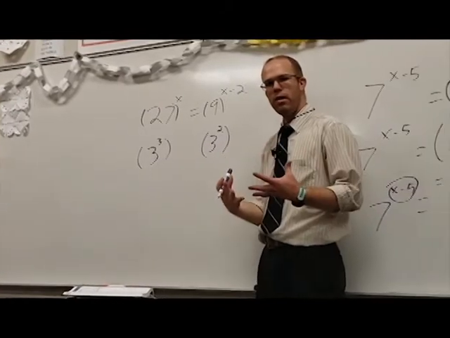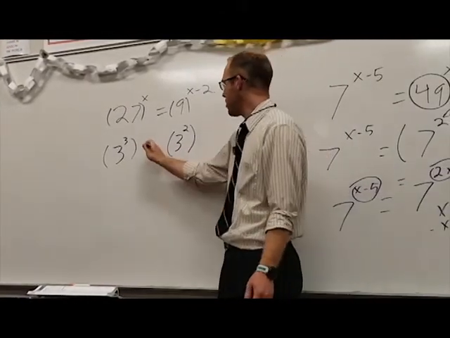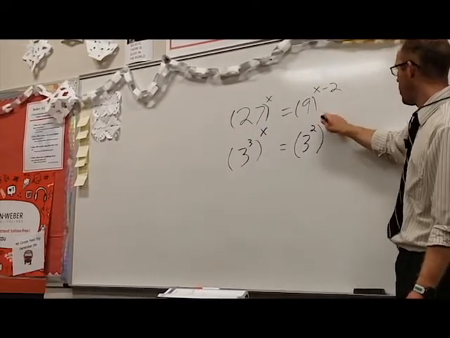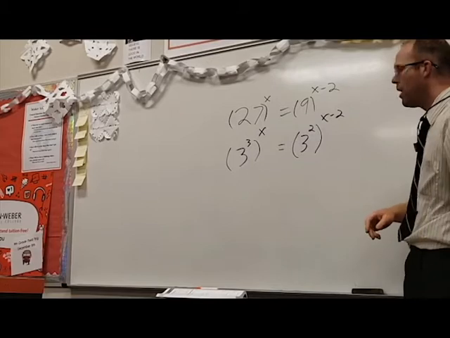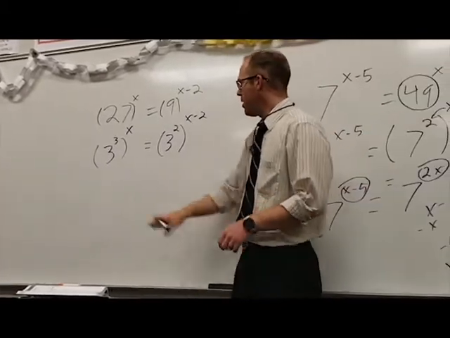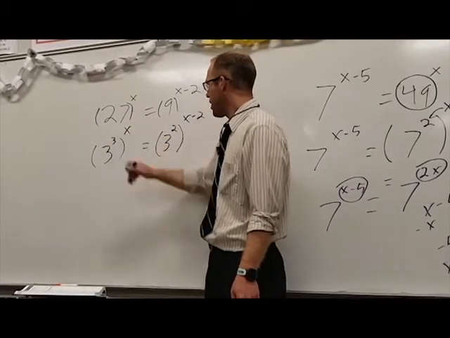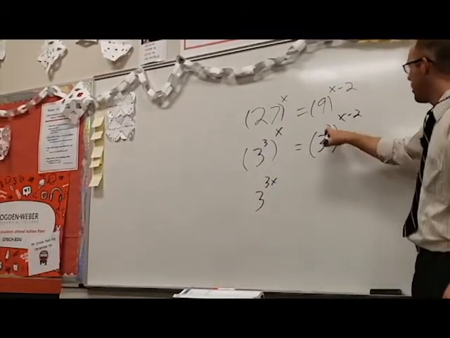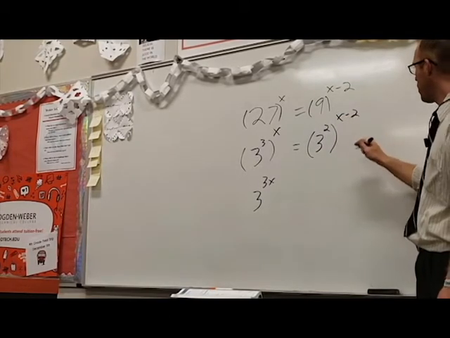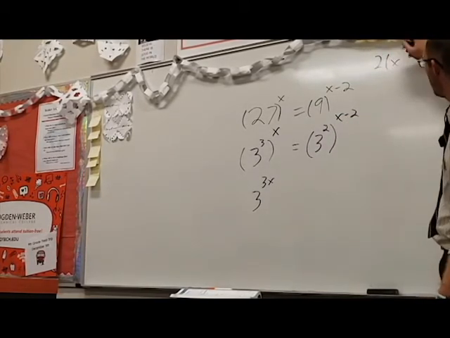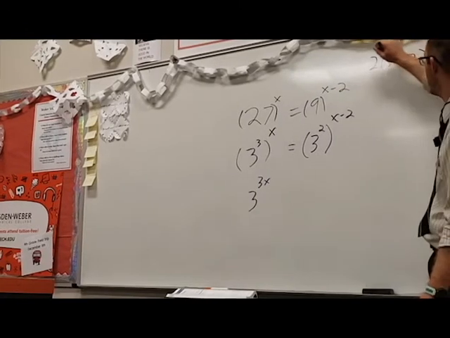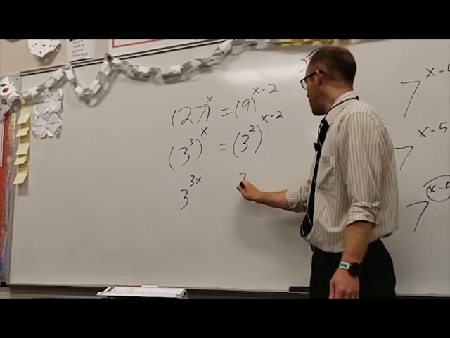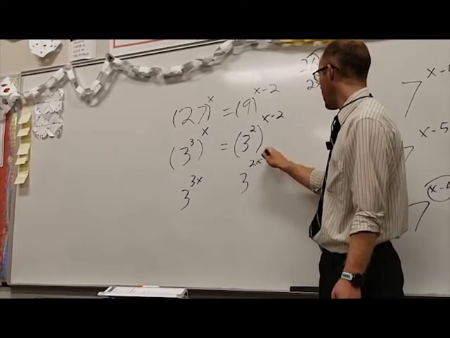We need to make sure again that we don't miss any of the other pieces and we don't lose them. So this x is still out there, and this x minus 2 is also still out there. Okay, let's use the power rule again. These exponents multiply. 3 times x would give us 3x, so we have 3 to the 3x power. This 2 and the x minus 2 will multiply. Let's do the distributive property real quick over here. 2 times x minus 2 gives us 2x minus 4. So that would be 3 to the power 2x minus 4.